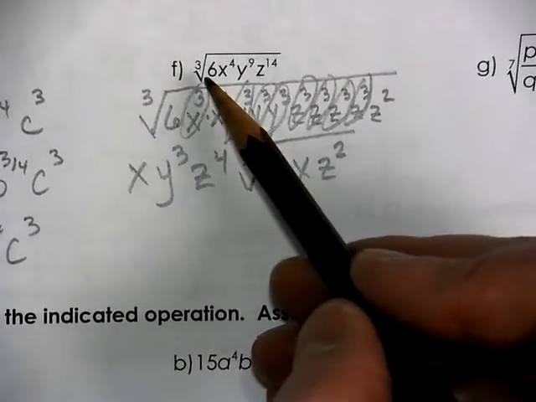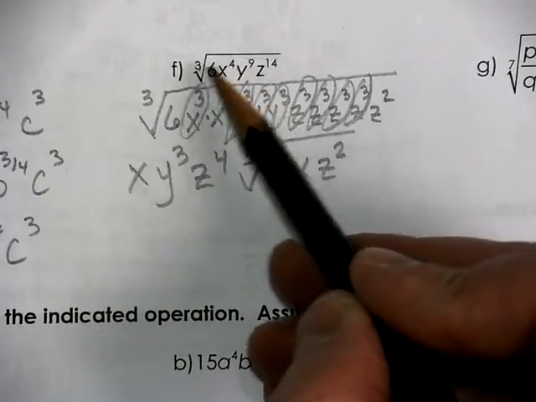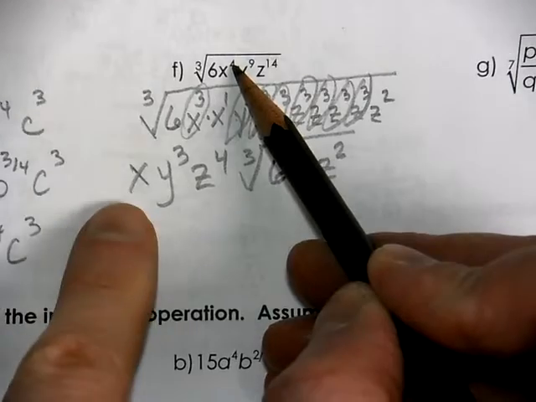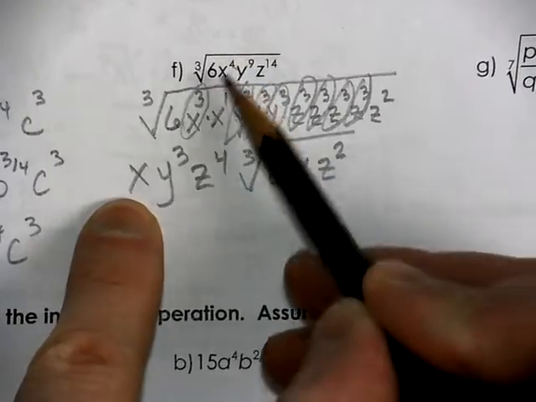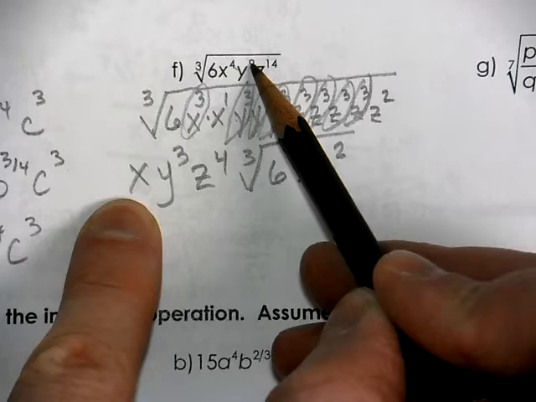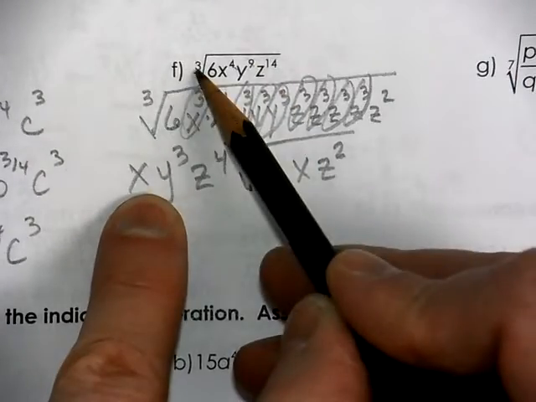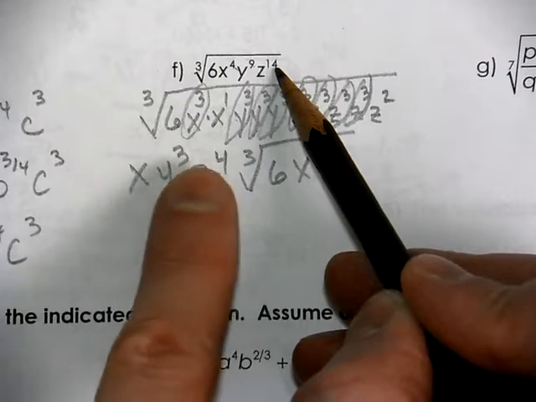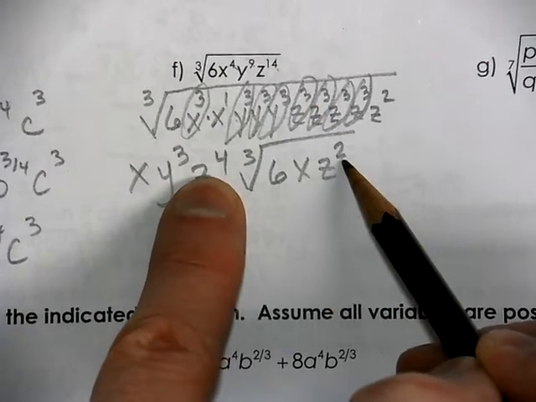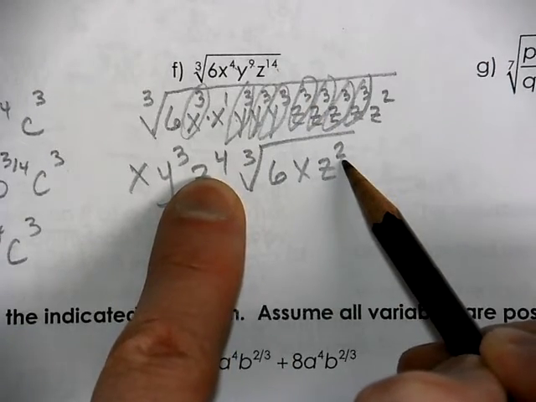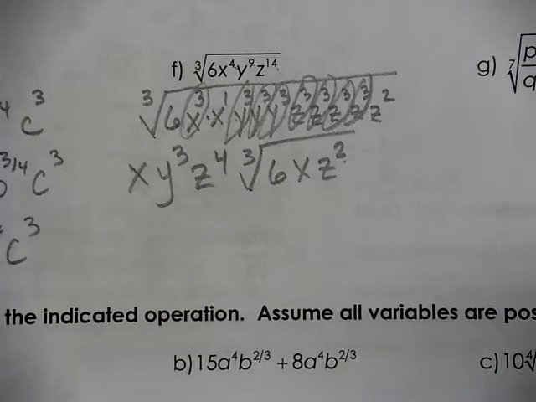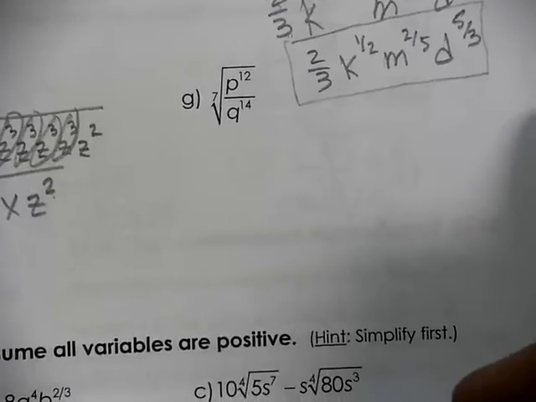We could also think about, how does 3 go into 4? 3 goes into 4 once, so you bring one of them out, you have one of them left over. 3 goes into 9 3 times with none left over. And 3 goes into 14 4 times with 2 left over. That would be a little quicker way to kind of work your way through it.